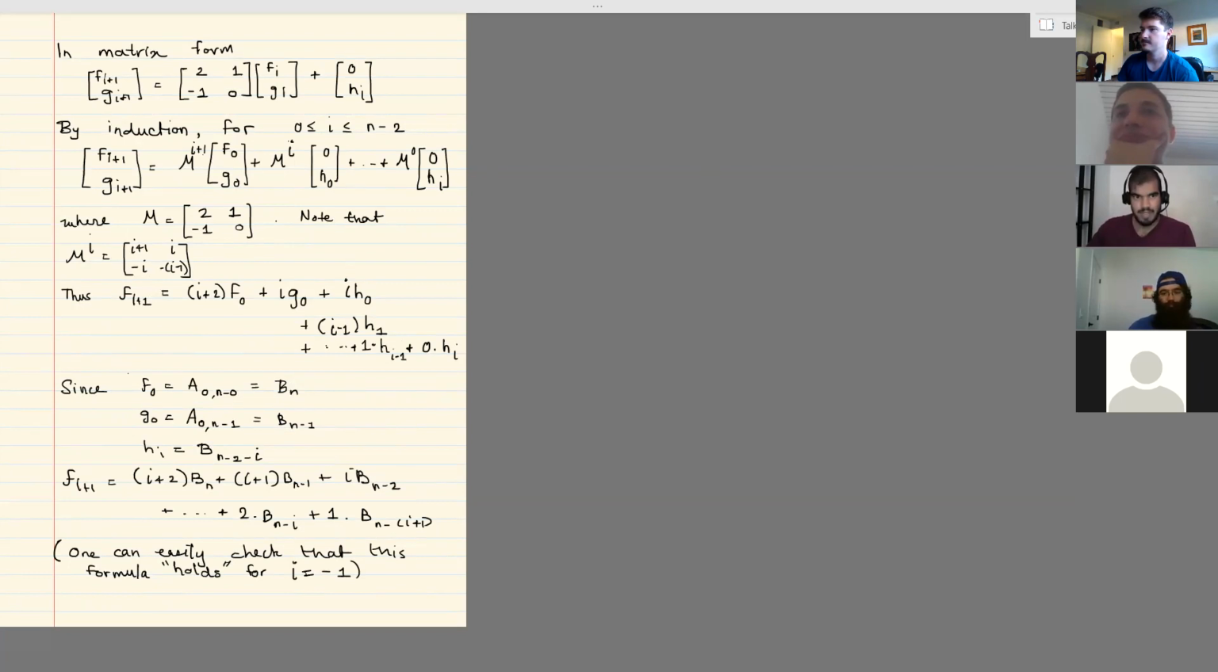And in matrix form, it looks like the following. The leading coefficient and the penultimate coefficient are this matrix times the leading of the previous and the penultimate of the previous plus the bronze medalist coefficient of the previous. All right. And so now by induction, we can basically calculate this column over here in terms of F naught, G naught. And so since M is this matrix, we have that M to the I is this matrix, all right? And the proof is by induction.